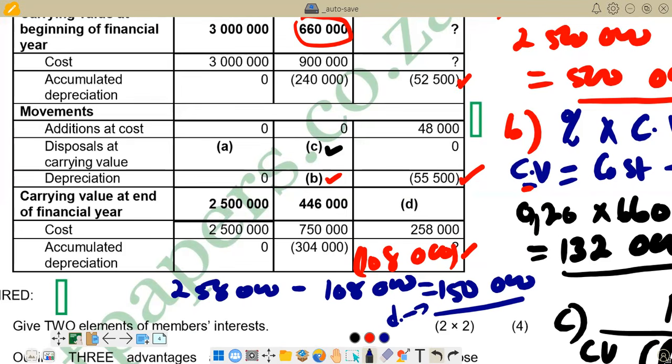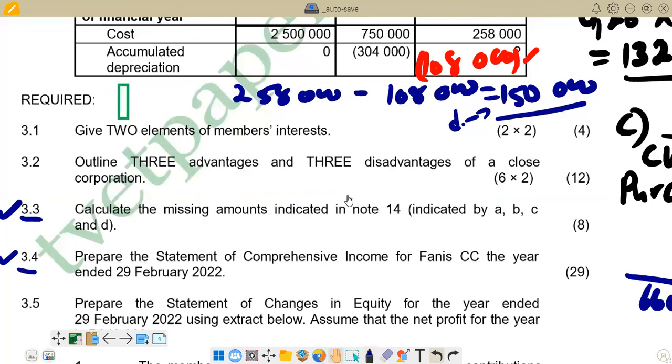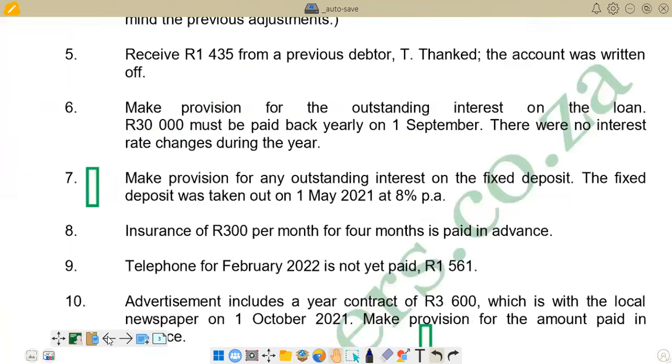So we go to the next question that we want to look at now. The next question, remember, we are now on 3.4. We want to look at the preparation of the statement of comprehensive income for Fanny CC for the year ended 29 February 2022. Statement of comprehensive income is the income statement, remember, and the figure that we are going to start with is the figure for sales. We go to our balances to check the figure for sales that we have there.